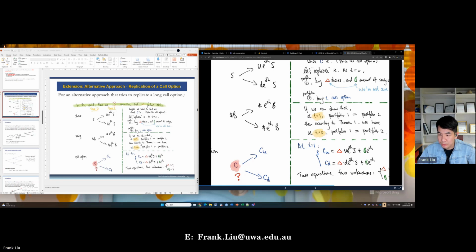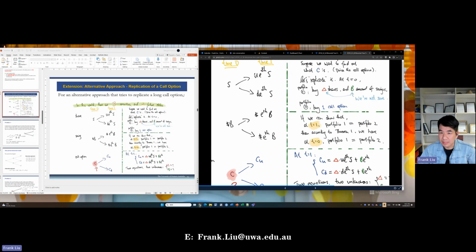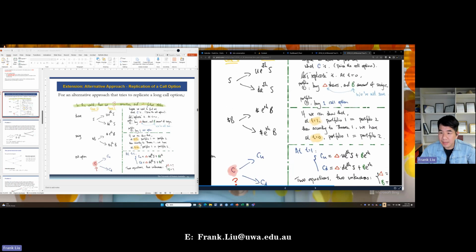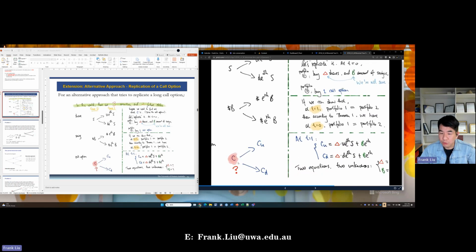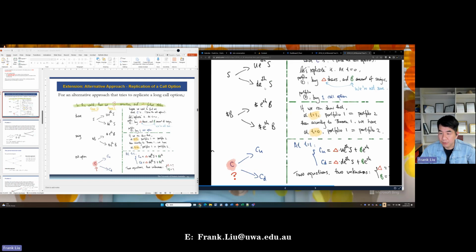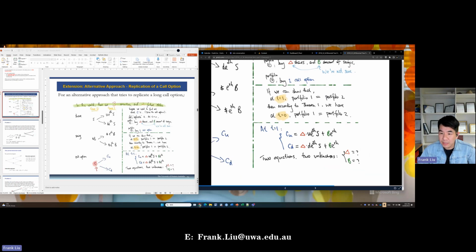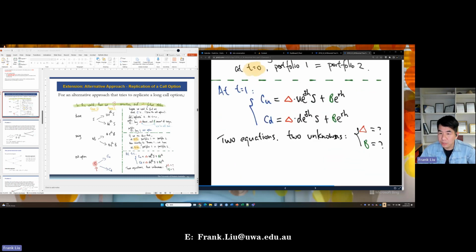2, should be equal to delta times the share price in the up state plus the amount that we have from the savings account. If the share price goes down, again, we should observe the same, that the call option value would go down. CD equals delta multiplied by the share price in the down state plus the savings account. All right. So here, this is a classic example of two equations and two unknowns.